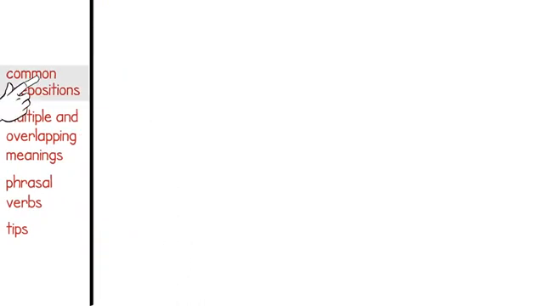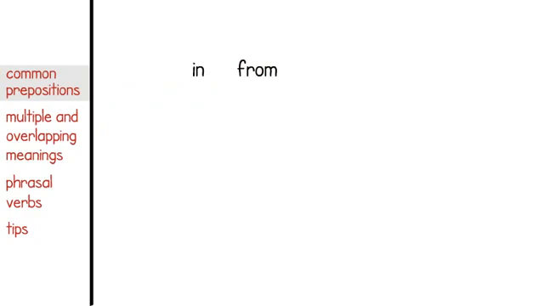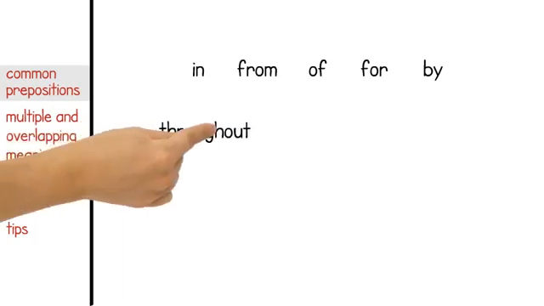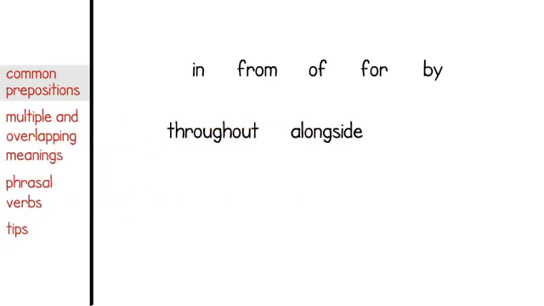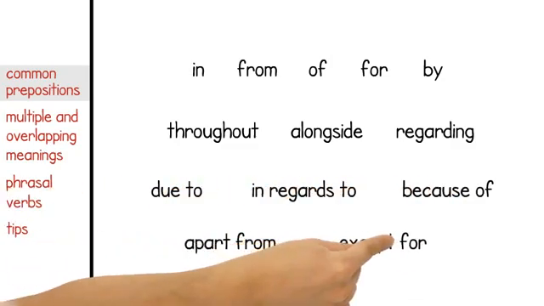Prepositions are words that show the relationship between other parts of a sentence. As you probably know, prepositions are words like in, from, of, for, and by. They are usually short words, but there are a few longer ones, such as throughout, alongside, and regarding. There are also multi-word prepositions, such as due to, in regards to, because of, apart from, and except for.